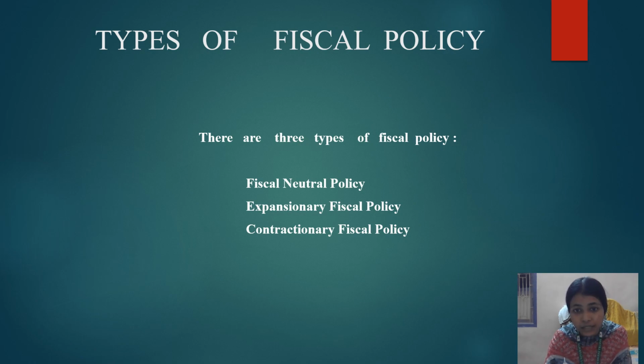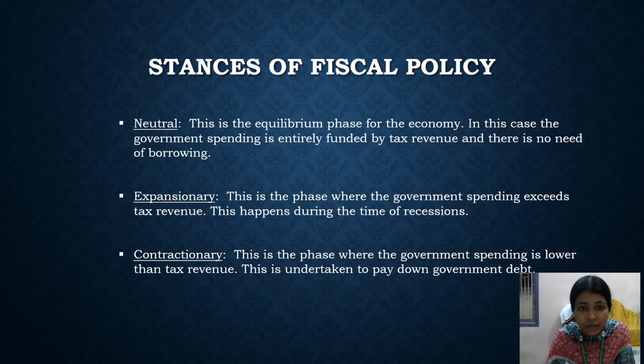The first one is neutral fiscal policy, the next is expansionary fiscal policy, and the last is contractionary fiscal policy. Here are some explanations of these types. Neutral fiscal policy: government spending is entirely funded by tax revenue and there is no need for borrowing. Expansionary fiscal policy: government spending exceeds tax revenue, which happens in times of recession. Contractionary fiscal policy: government spending is lower than tax revenue, and the surplus can be used to pay down government debt.